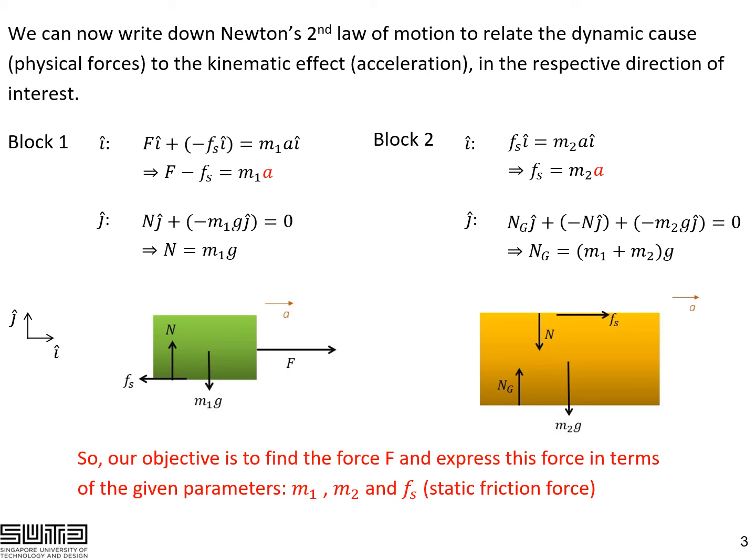For the second block, the force balance equation in the i direction requires that the frictional force equals the mass of block 2 times the acceleration a. In the j direction, the normal force due to the ground must balance the weights of both blocks.